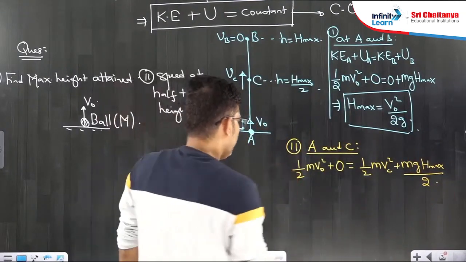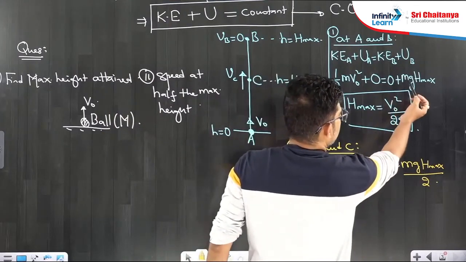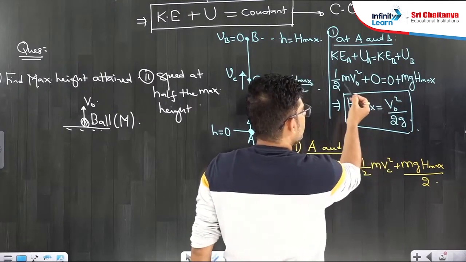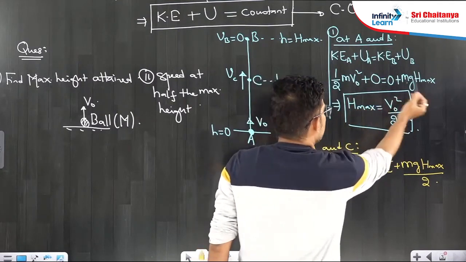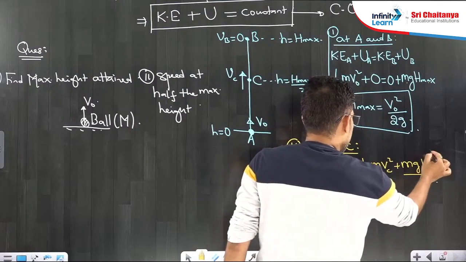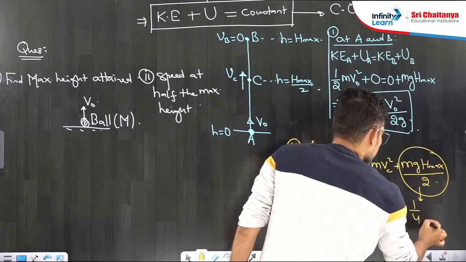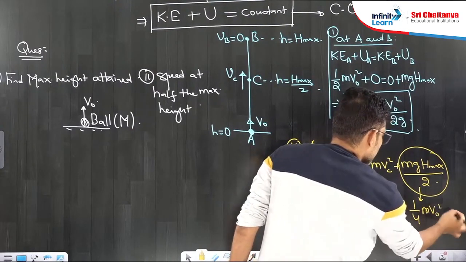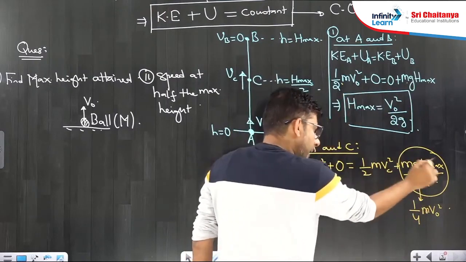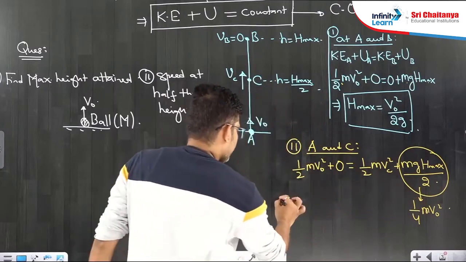So now if you substitute, just see from here what is mg h max equals to. Look at here, mg h max is equals to half mv naught square. So that means mg h max by 2, can I write it as 1 by 4 mv naught square. Mg h max is half mv naught square, so mg h max by 2 will be a 1 by 4 mv naught square. So put it this side.